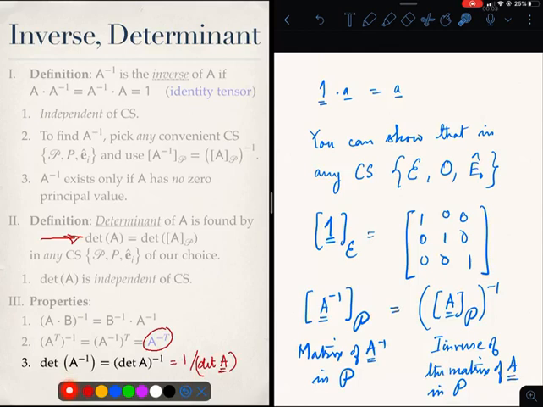Okay, so therefore we already saw that A inverse exists only if A has no zero principal value. If A had a zero principal value, determinant of A would be 0, and 1 upon determinant of A would not be defined. Okay, alright, so that is all about inverses and determinants. Moving on to rotation tensor.